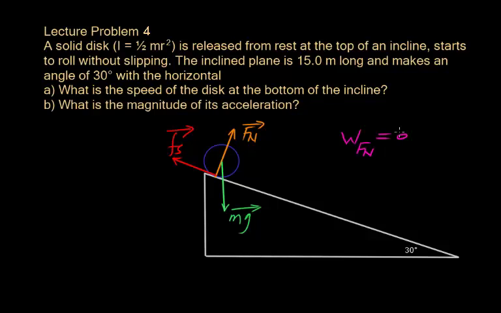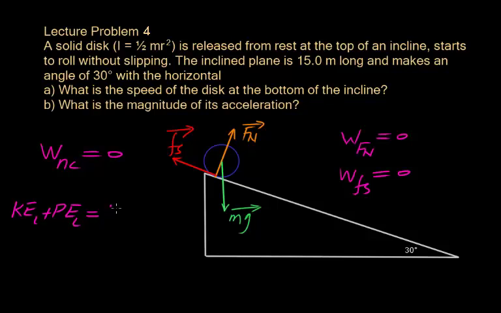The work done by the static friction force, as stated earlier in one of the videos, always does 0 work. Therefore, the work done by the non-conservative forces is going to equal 0. As a result, the mechanical energy of the system is conserved. KE initial plus PE initial is going to equal the KE final plus the PE final.